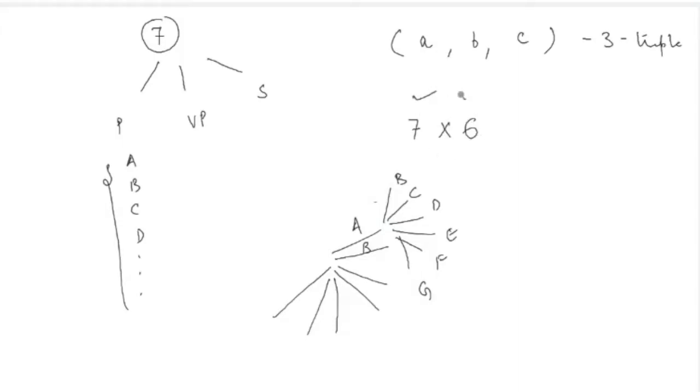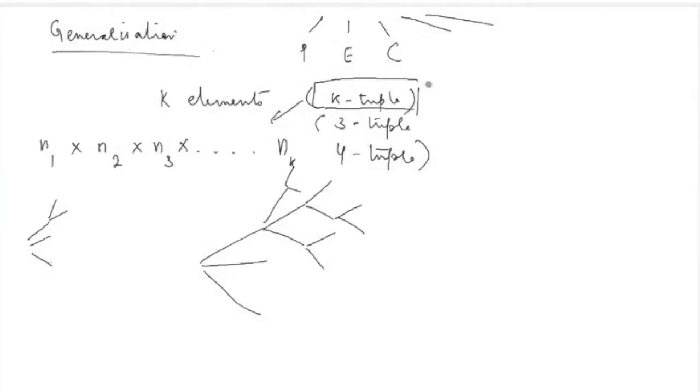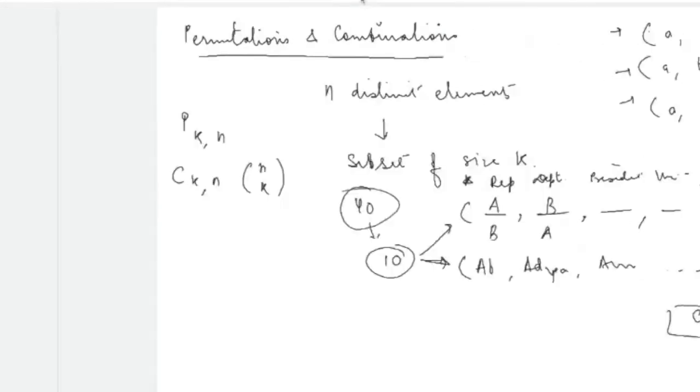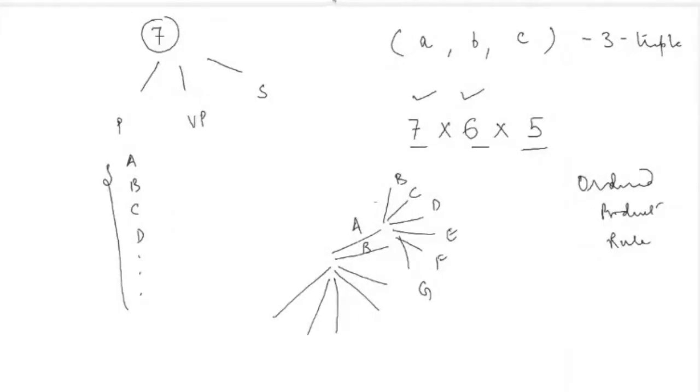Now, once these 2 positions are filled, you are left with 5 possible ways in which you can select the third student, the third position. So basically, the number of possible ways in which you can select this triplet will be 7 into 6 into 5. This is what is called permutation. And permutation is actually the same concept as that of the ordered product rule. जो हमने अभी पढ़ा था product rule for general case, जो हमने generalized case पढ़ा था product rule का, permutation is nothing but that case, exactly the same thing.